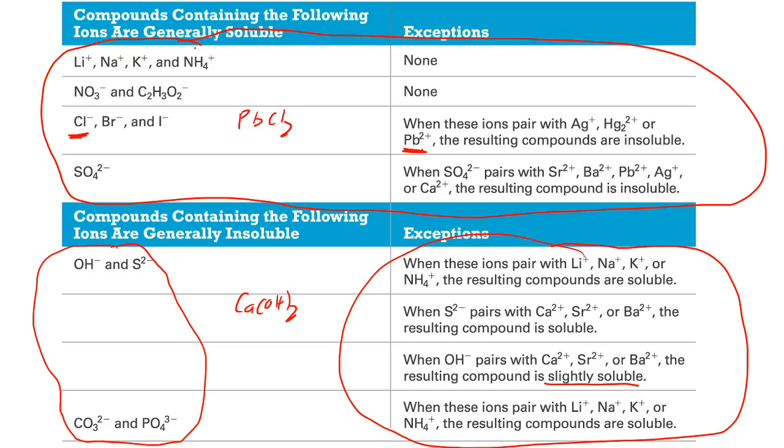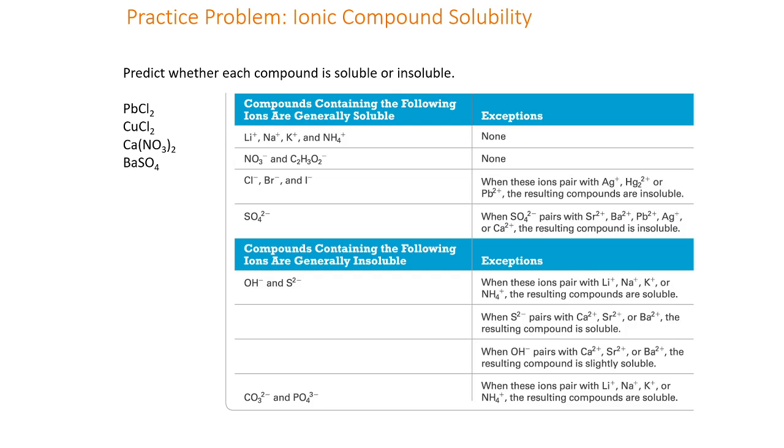So now, let's take a look at some examples of how to use this table. Because as obvious as it may sound, I do definitely see people that get into trouble because they try to use this table and they manage to do so incorrectly. So I want you to pause me and take these 4 compounds and identify, are they soluble or insoluble? And then I'll go over it once you've done that.